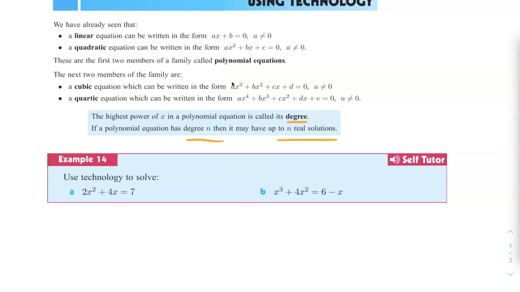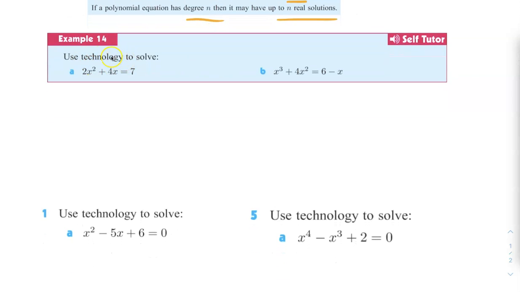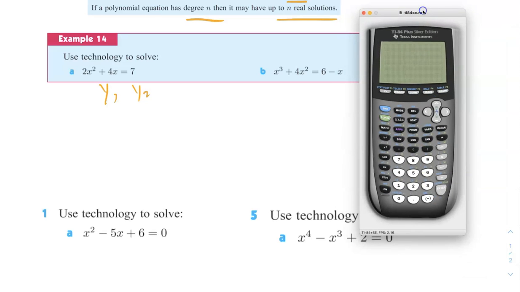Now we're going to use technology to solve this. And very simply, the way we're going to solve it is we're going to graph it. We're going to put one of these under y1, one of these under y2, and we're going to find intersections. So I'm going to bring out my calculator. I'm going to go y equals. So we have 2x squared plus 4.